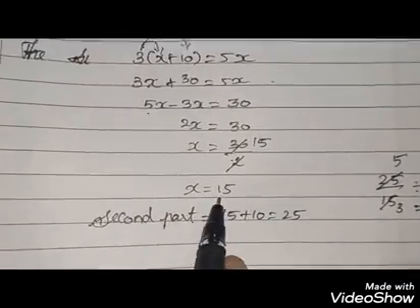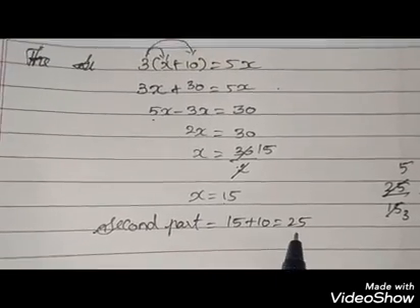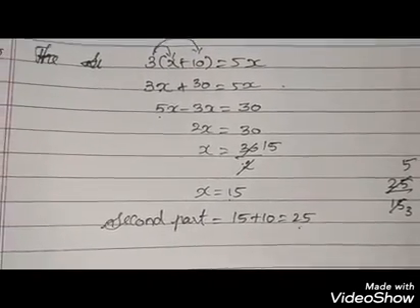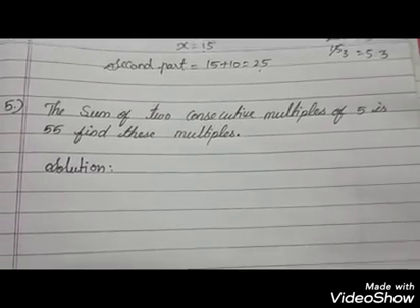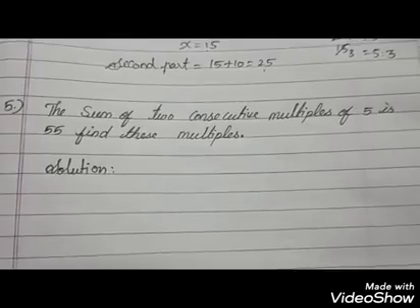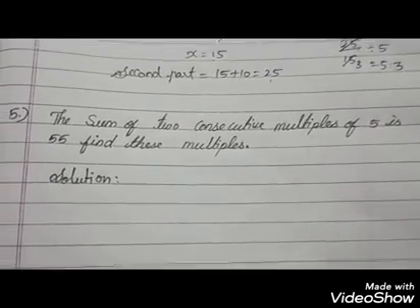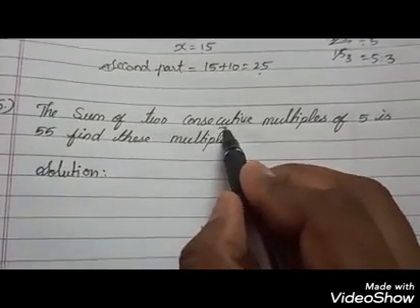So therefore one of the parts is 15 and another part is 25. Number 5. The sum of two consecutive multiples of 5 is 55. Find these multiples. What is meant by consecutive?